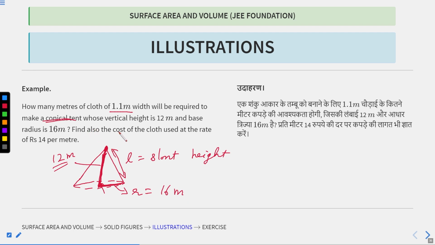Find the cost of the cloth used at the rate of this. So if for 1 meter the cost of the cloth is 14 rupees, for every 1 meter the charges for the cloth is 14 rupees. So first of all, let us find how much cloth we need.